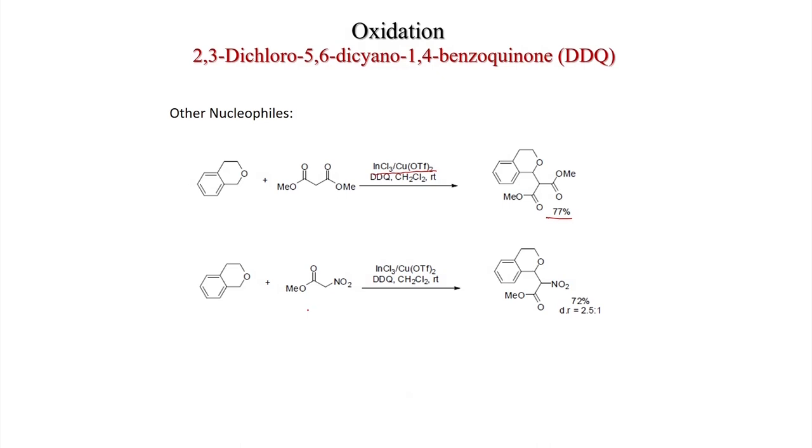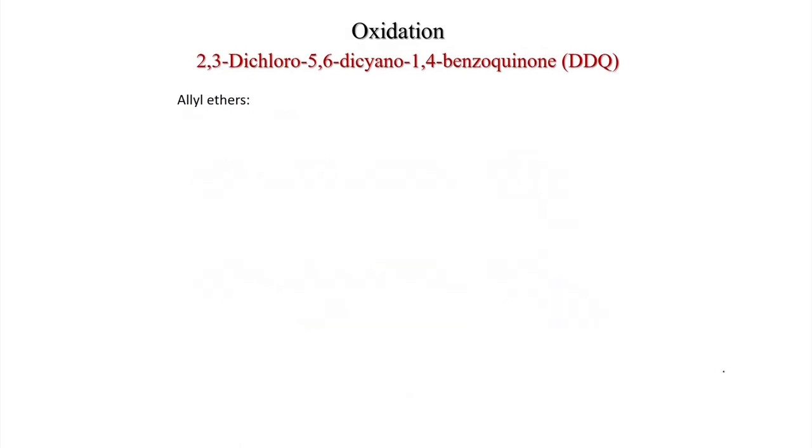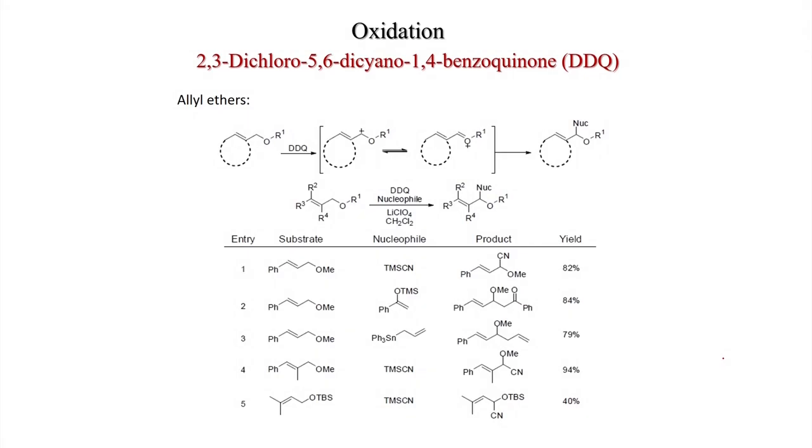Here also there is an activated nucleophile, nitroesters. With the nitroester under this condition, indium chloride, copper triflate, which act as Lewis acid, and DDQ, you get these products in a dr of 2.5:1.